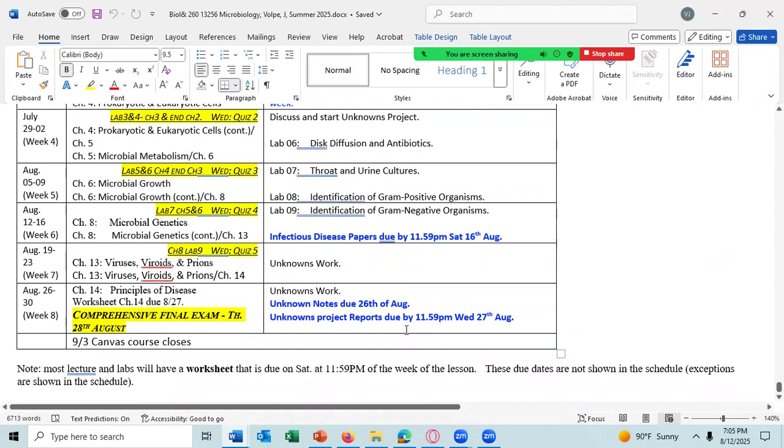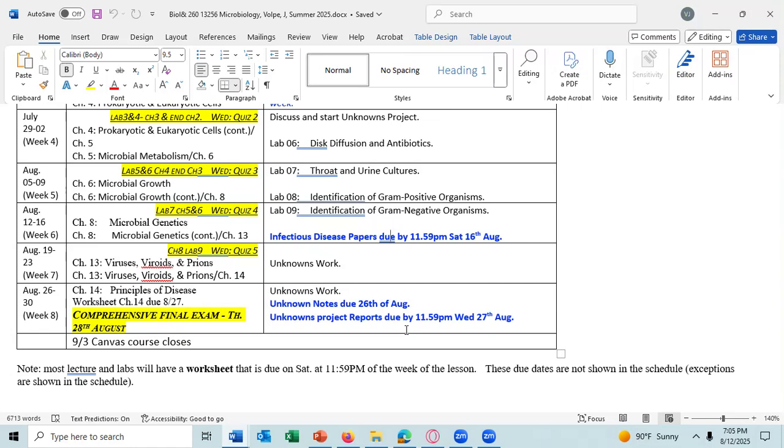And you do have the unknown notes pages, which will close on August 26th. And then the unknown report is due Wednesday, August 27th. Any questions about any of that? So actually, we only have 2 more weeks of the term left.